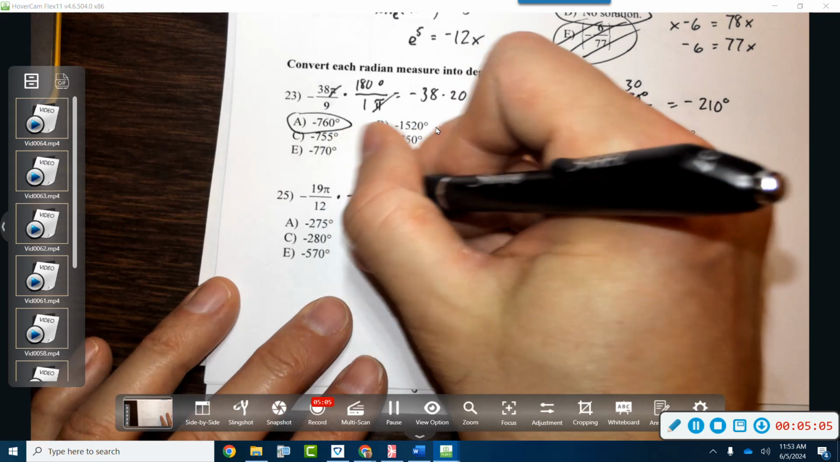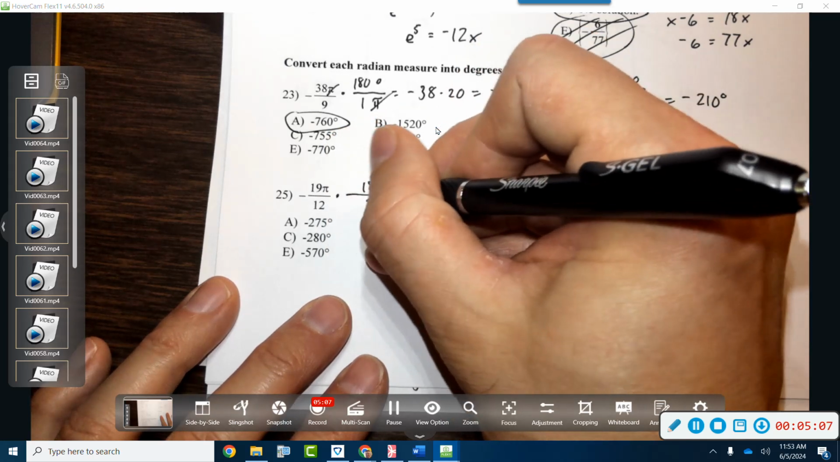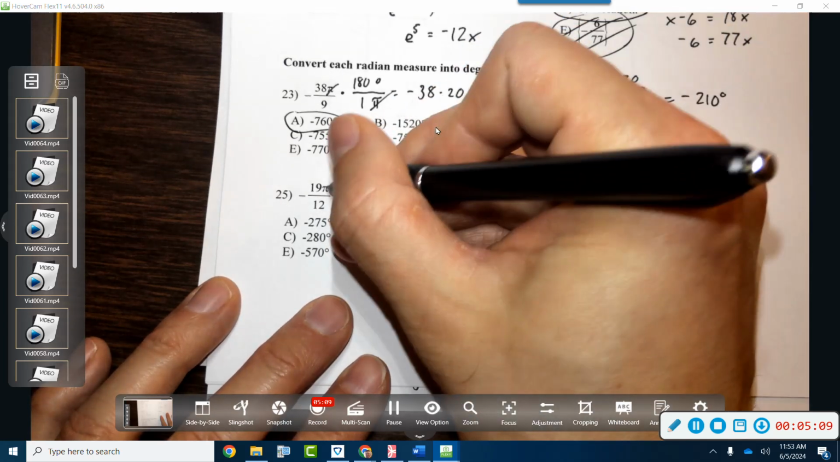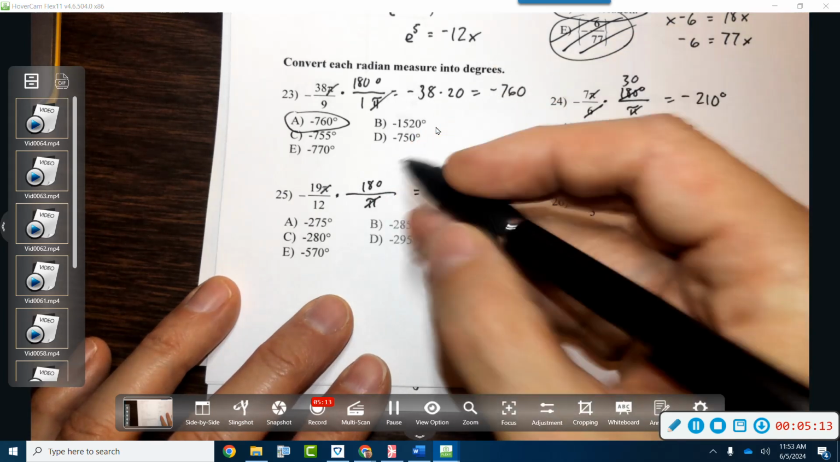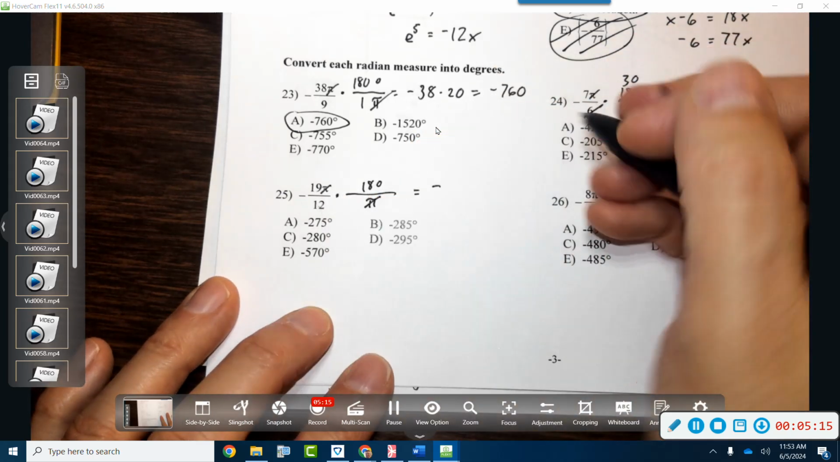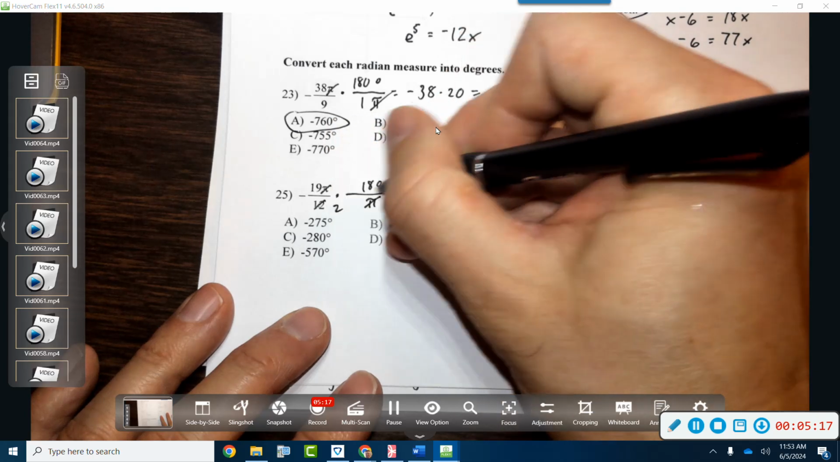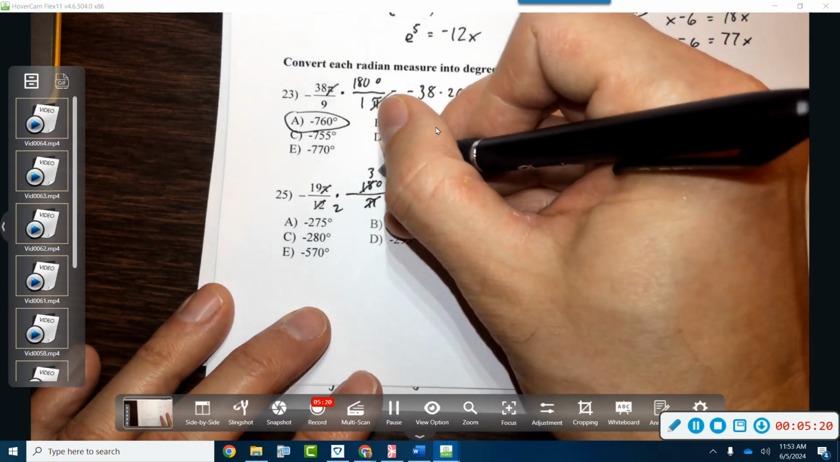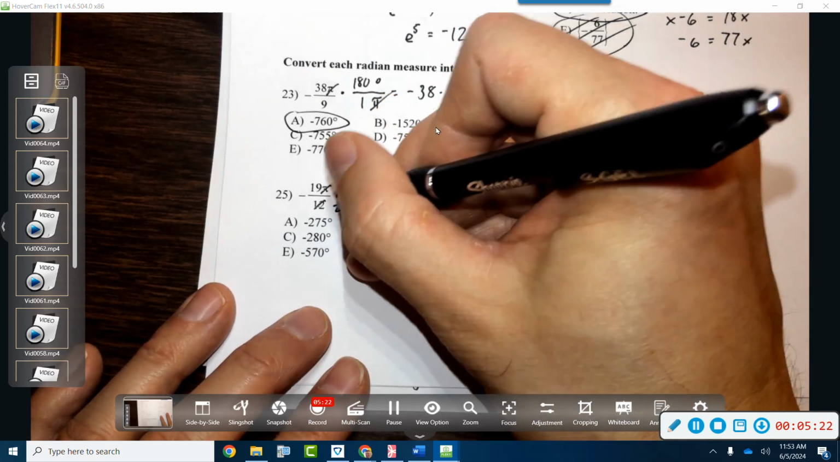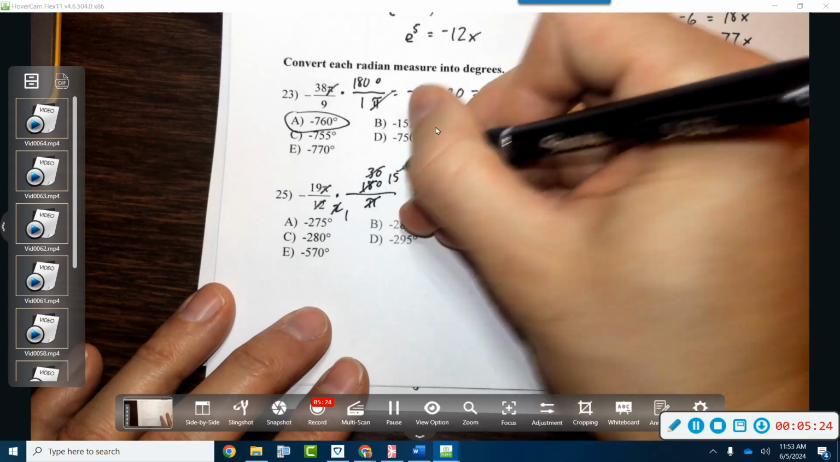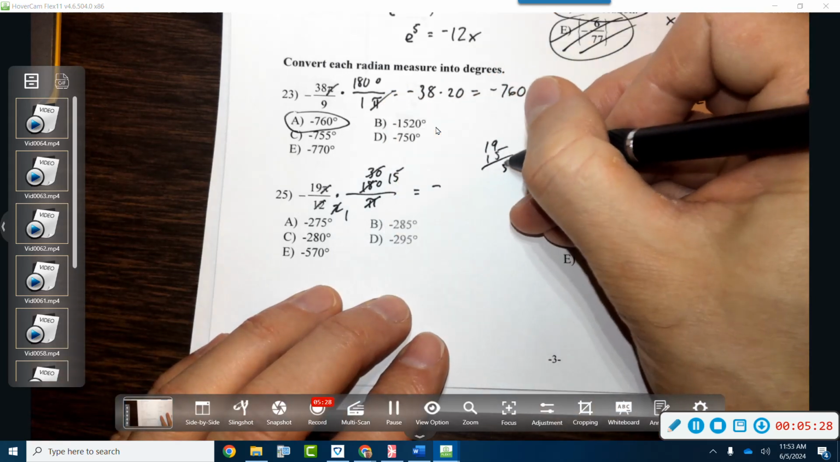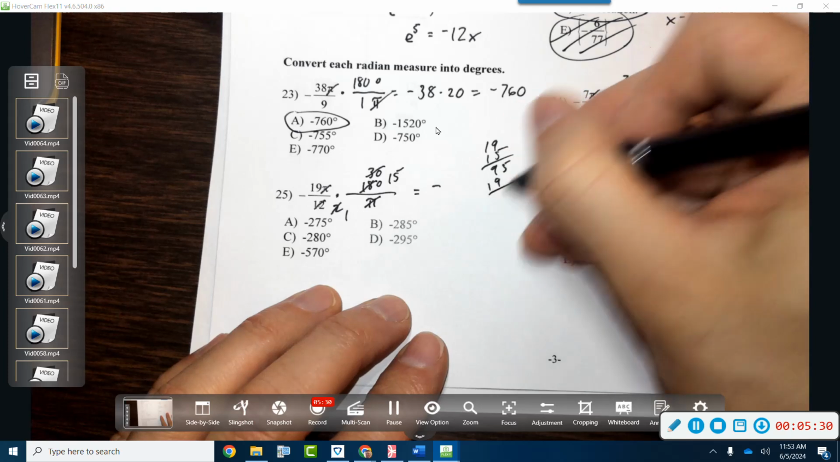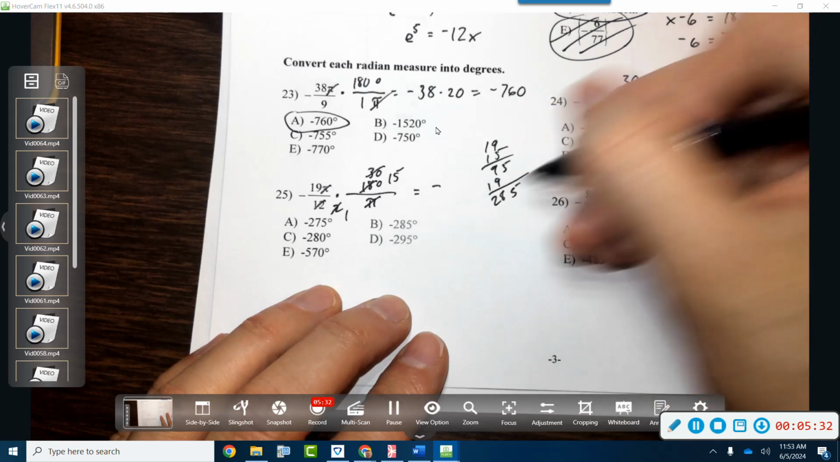Here, same thing, 180 and pi. Those will cancel out. Definitely going to have a negative number here, but 12 and 18. Let's see. 6 goes into both of those. 2, and that's 30, right? Which is 1 and 15. So whatever 19 times 15 is, that's going to be our guy. So it looks like 285.